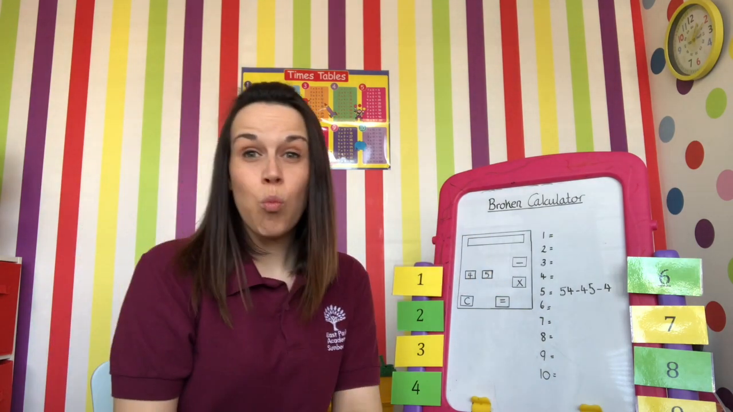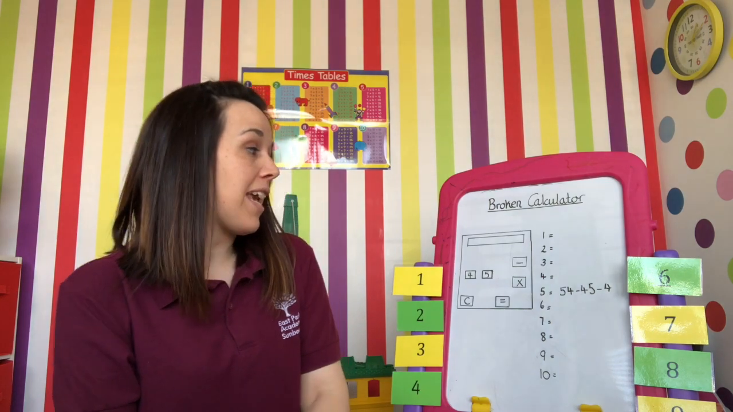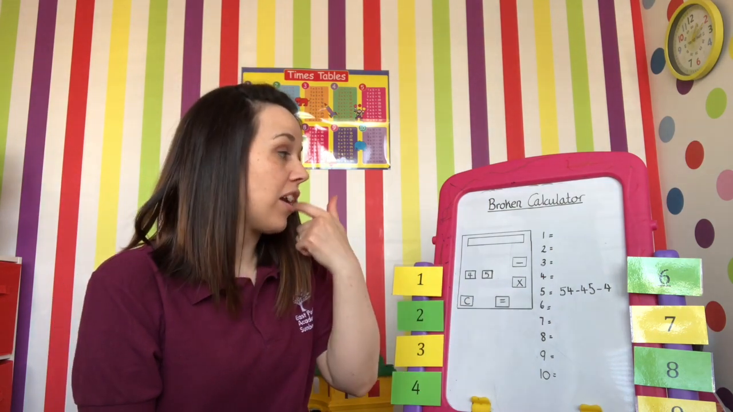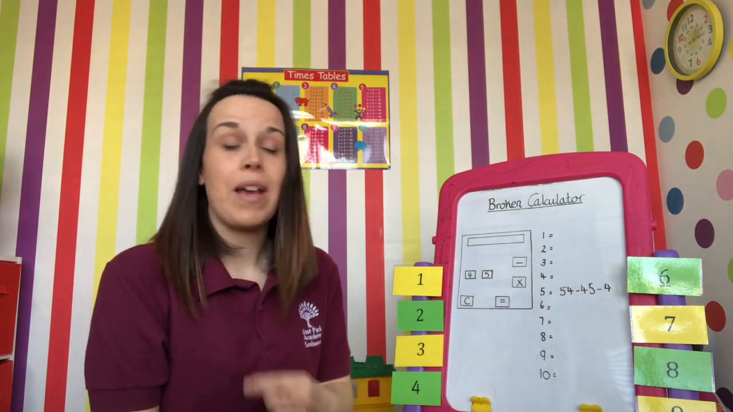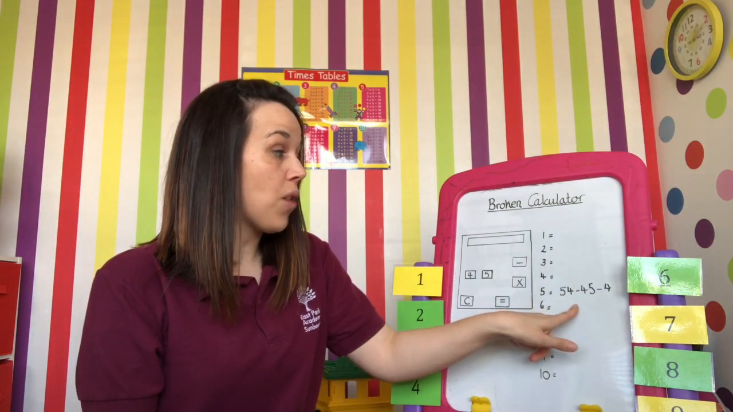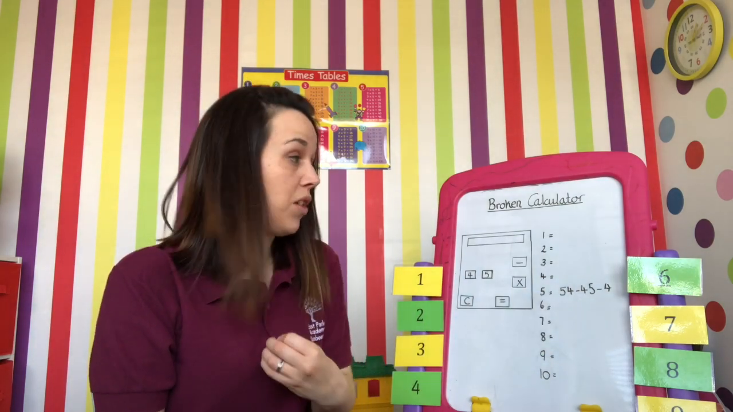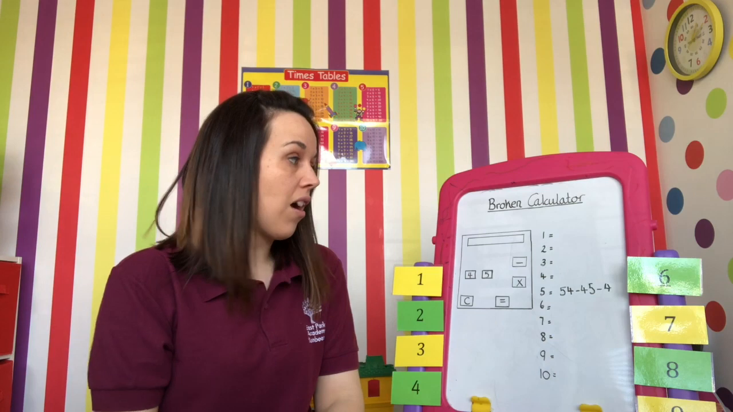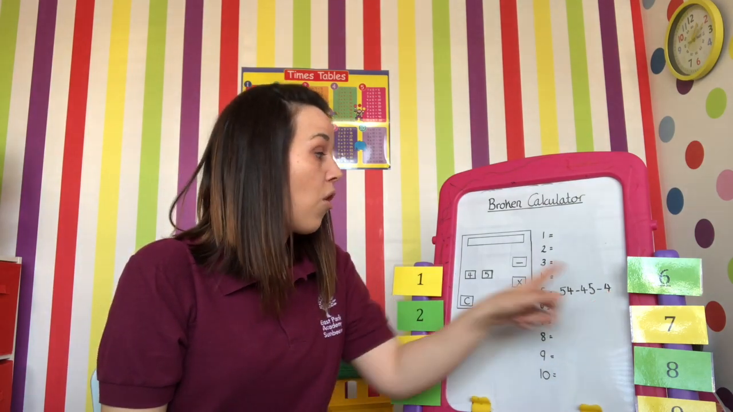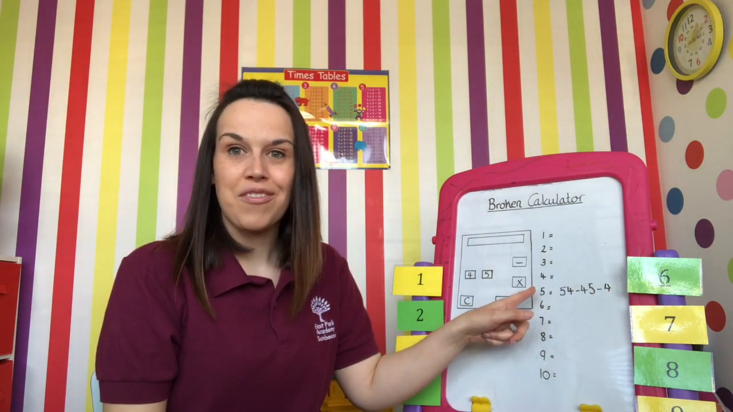And I've given you one total already. So to make the total of 5, I can use the keys 5 and 4 to make 54, subtract 4 and 5, which is 45. That leaves us with 9, subtract 4, which totals 5.